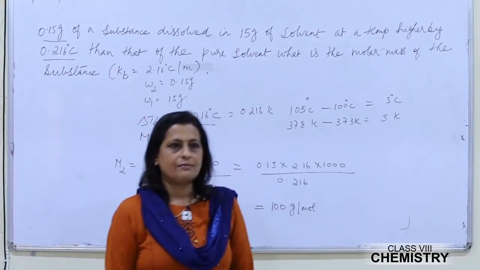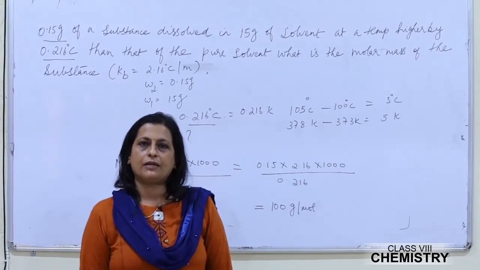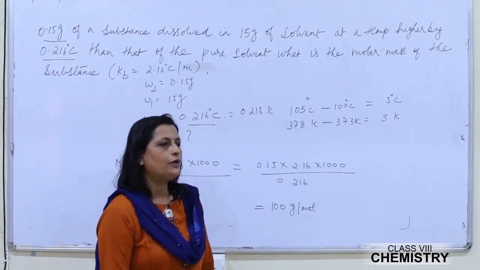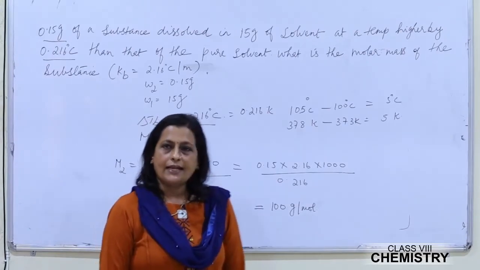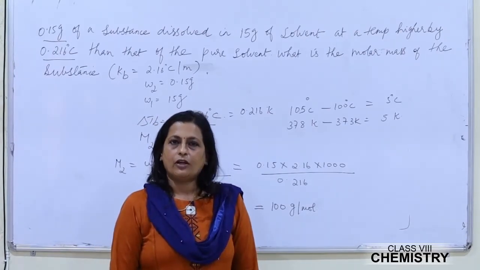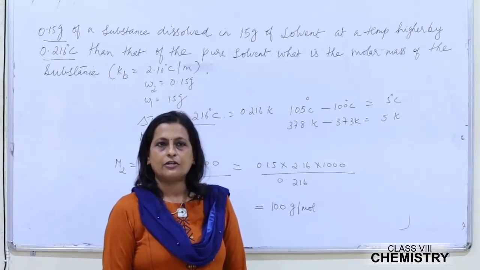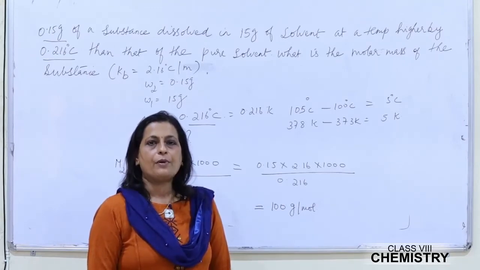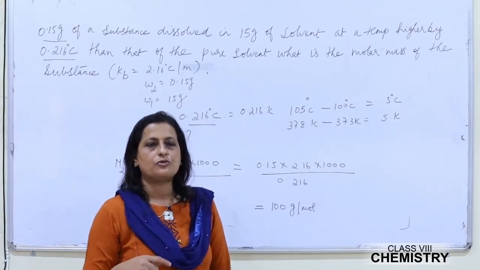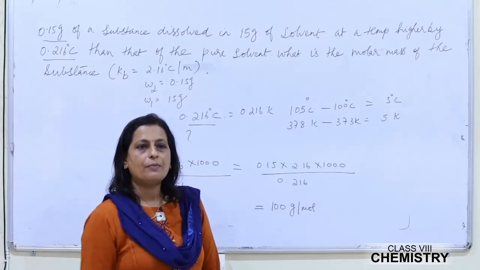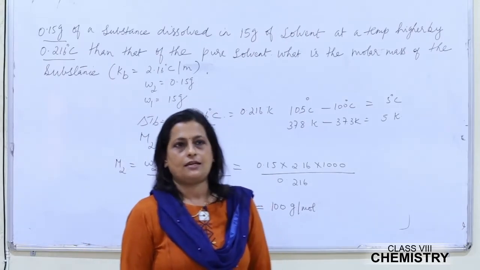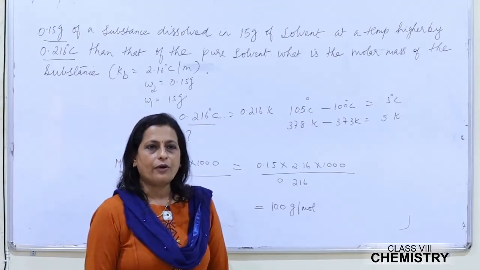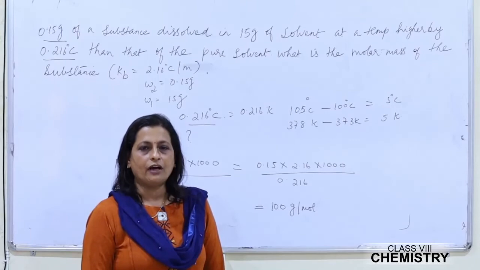So boiling point is the temperature at which the vapor pressure of a liquid becomes equal to atmospheric pressure. When we are adding a non-volatile solute to a pure solvent, the escaping tendency of the solvent molecule decreases because non-volatile solute occupies some of the surface area. So what happens? The vapor pressure of the solution is decreasing. So at a higher temperature only, the vapor pressure of the solution becomes equal to the atmospheric pressure. So the boiling point of solution is greater than the boiling point of solvent.